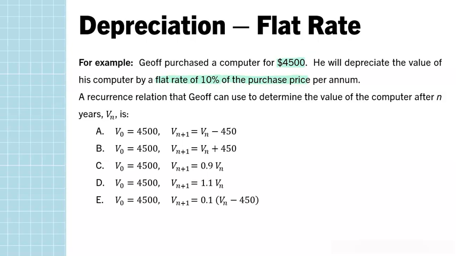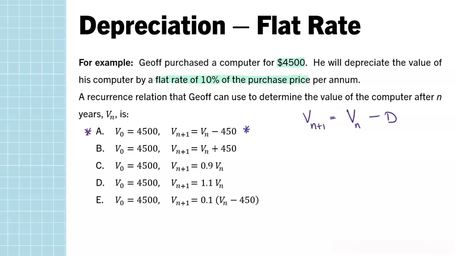So firstly, we want to be able to identify that we are talking about flat rate depreciation. Flat rate depreciation means that our recurrence relation should look like this, where our next term is the current term minus D. If we look at our options here, there is actually only at the moment one option that looks like it's in the correct form.